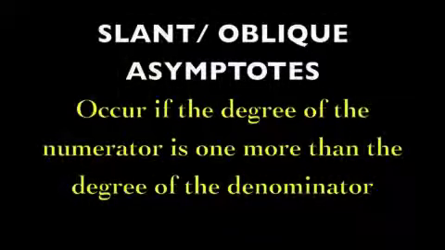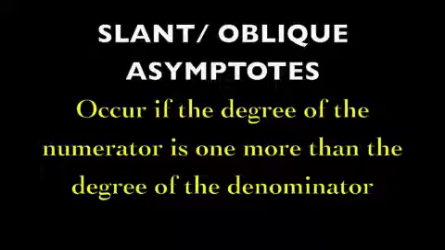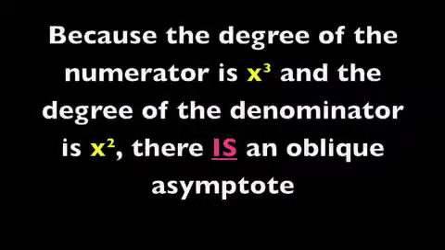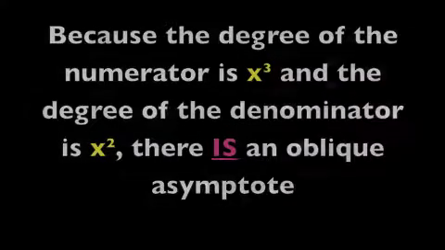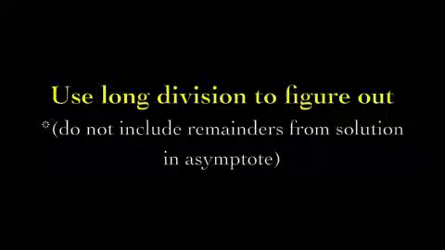To know if there is a slant or oblique asymptote, the degree of the numerator has to be 1 more than the degree of the denominator. Because the degree of the numerator is x to the third and the degree of the denominator is x to the second, there is an oblique asymptote. Once you've determined if there is actually an oblique asymptote, use long division to figure this out.